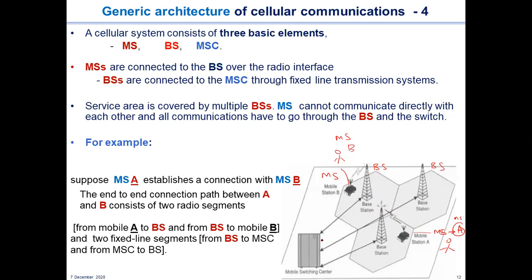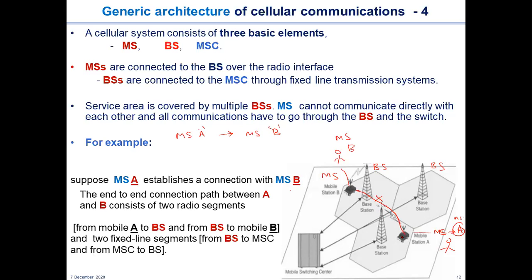I want to make a communication from mobile station A to mobile station B. How can I establish a connection here? Suppose mobile station A establishes a connection with mobile station B. The end-to-end connection from this point to this point is not a direct contact.